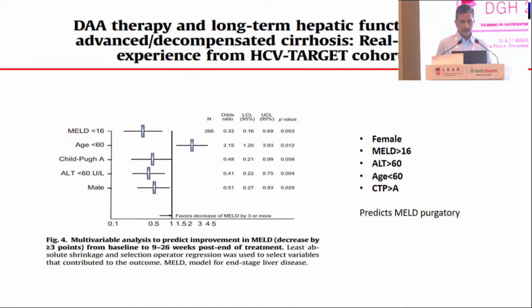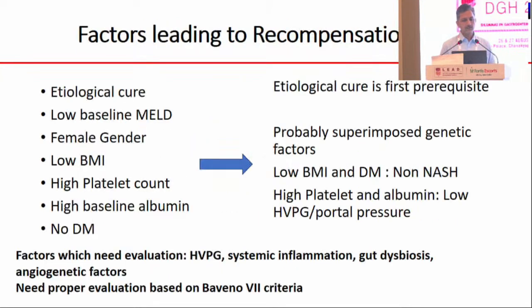So in everything there are certain things which are common. Let us see what factors have led to recompensation. The factors are listed on this side, and what we can conclude from these factors is on the right side. Etiological cure is the important thing which we know, that the patient has to be treated for hepatitis C, B or maybe for alcohol. Low MELD, female gender, low BMI. What does it mean? It probably means that there are certain superimposed genetic factors which also have impact on recompensation. When we say low BMI and no diabetes, it probably means non-NASH related etiologies are the ones which lead to recompensation.